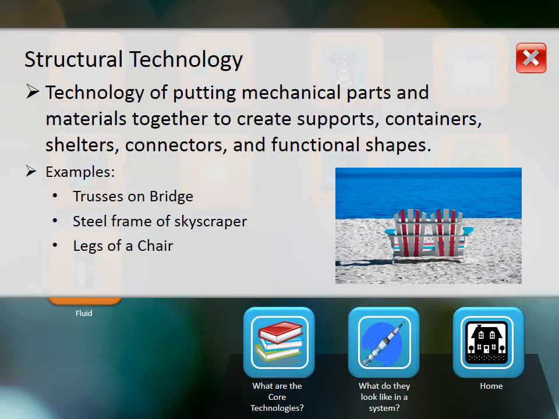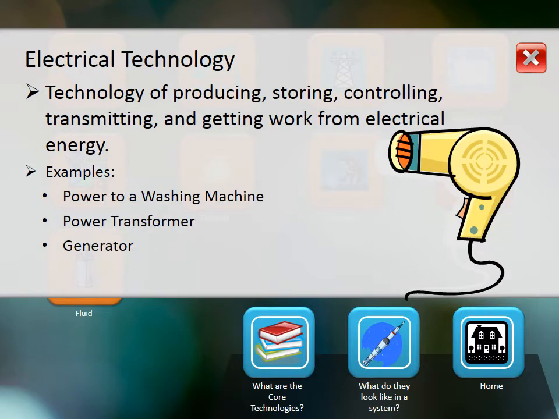Next is your electrical technology. Electrical is different from electronic. With your electrical technologies, you're producing, storing, and transmitting electrical energy, such as power to a microwave, to a hair dryer, a generator.